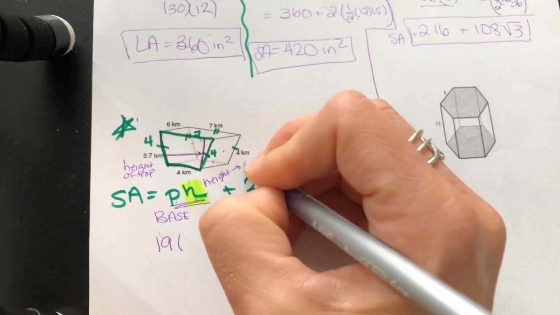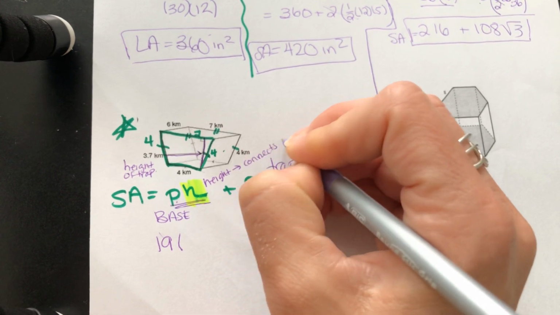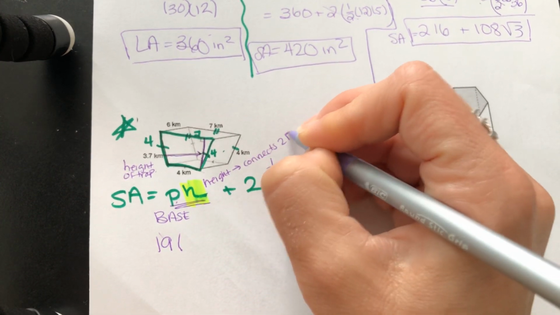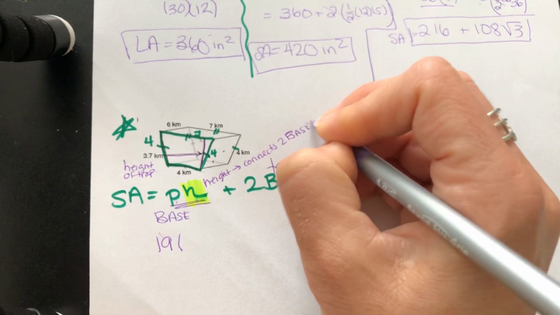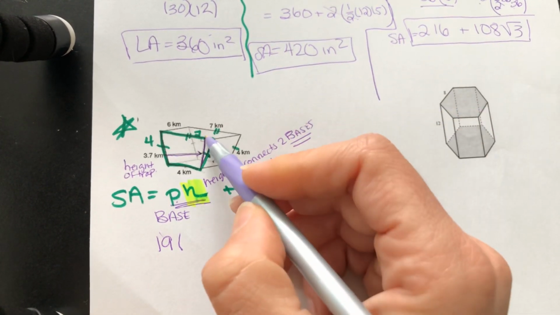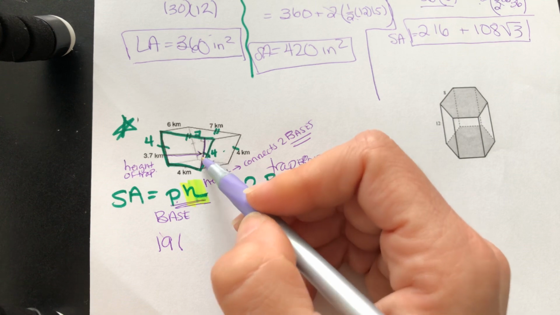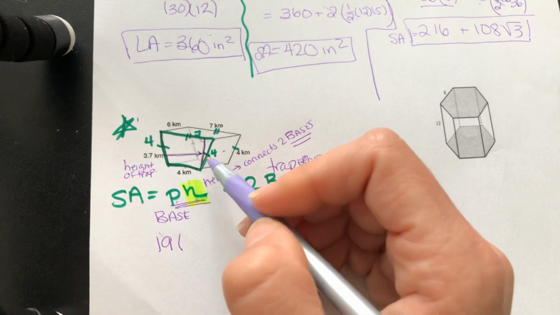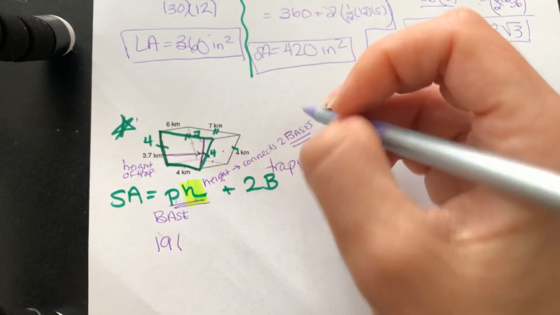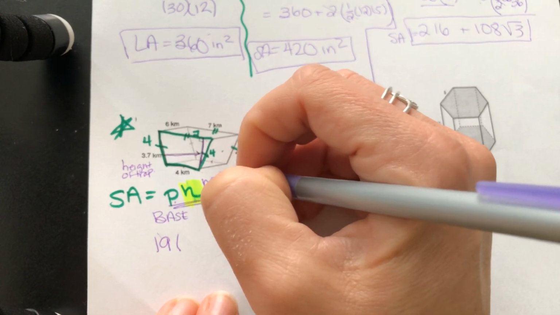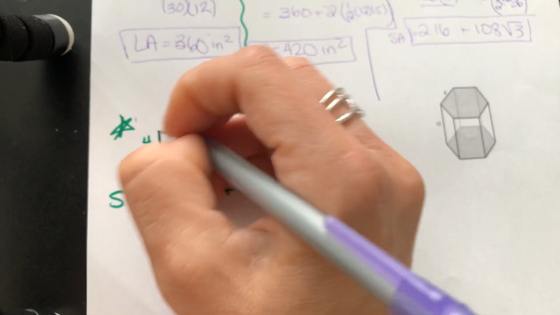Bases. At least I can write, I can't speak. A lot of people want to say that that's the height. That is the height of the base. I don't care about that. This has to be the height of the prism, and it's what connects the two bases. This is our height. Very important. Think about it. It's what's connecting the two trapezoids.